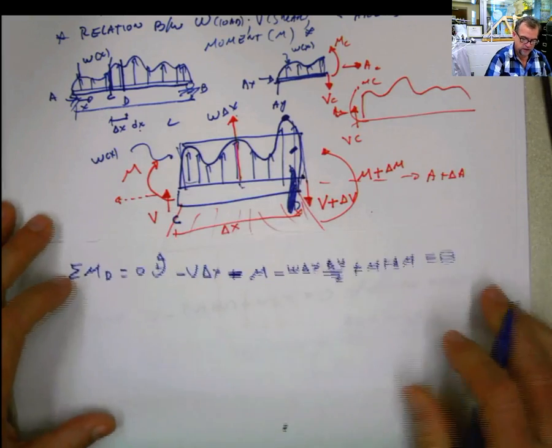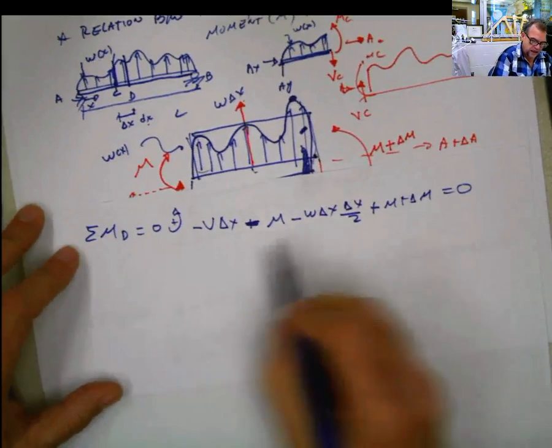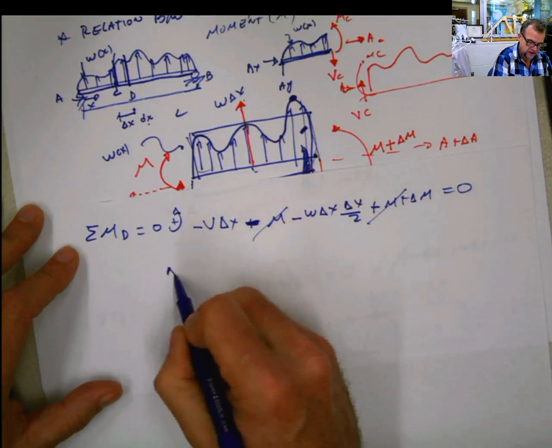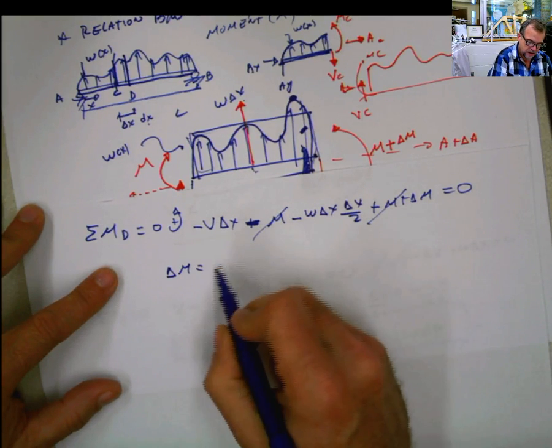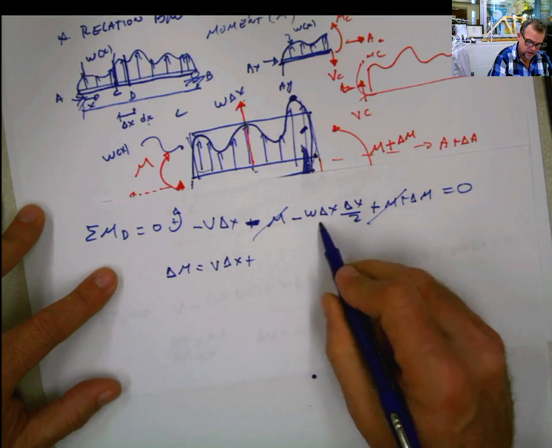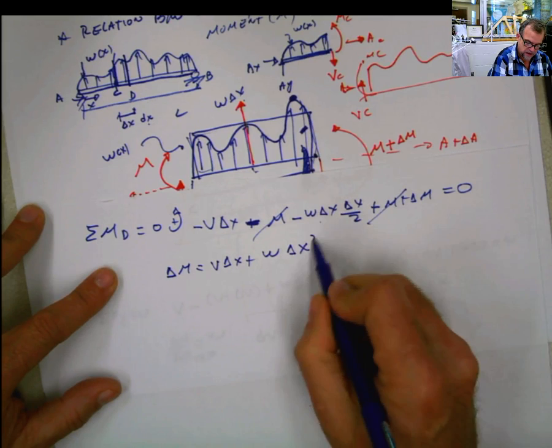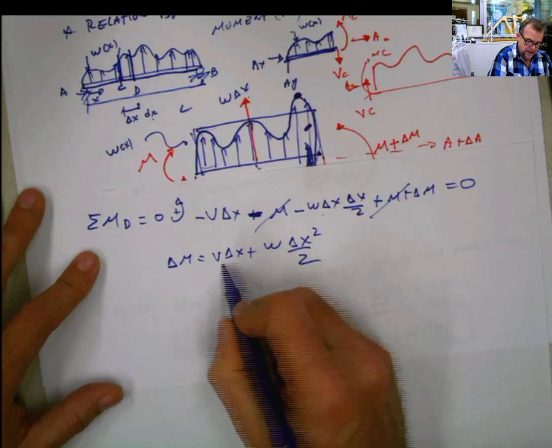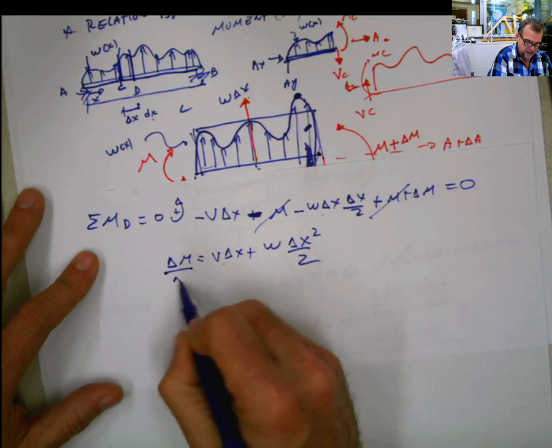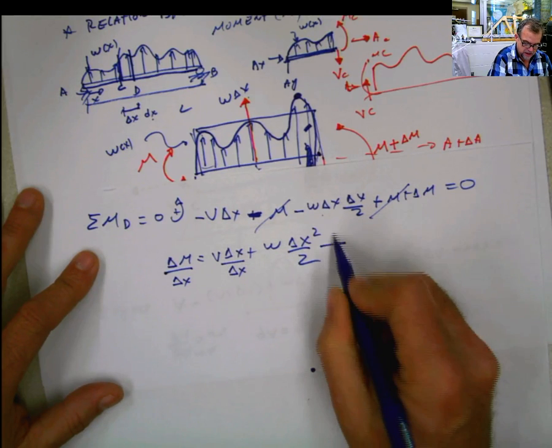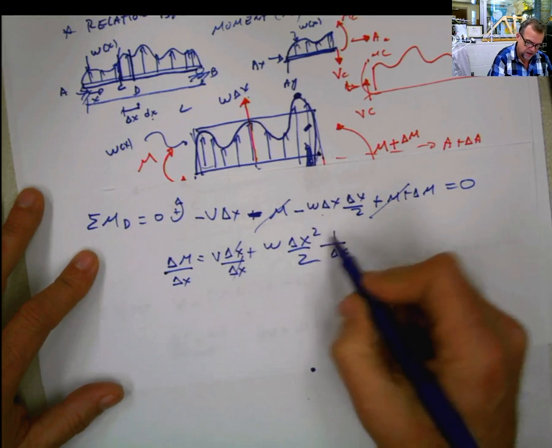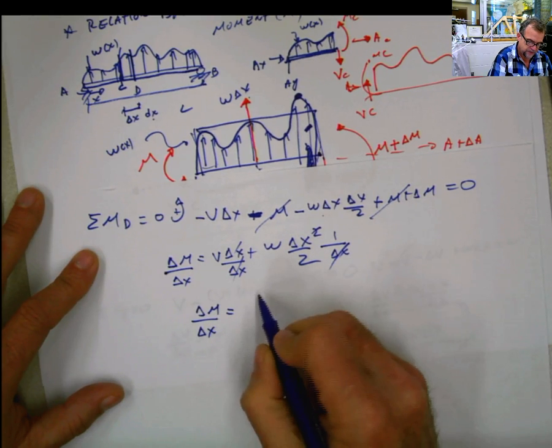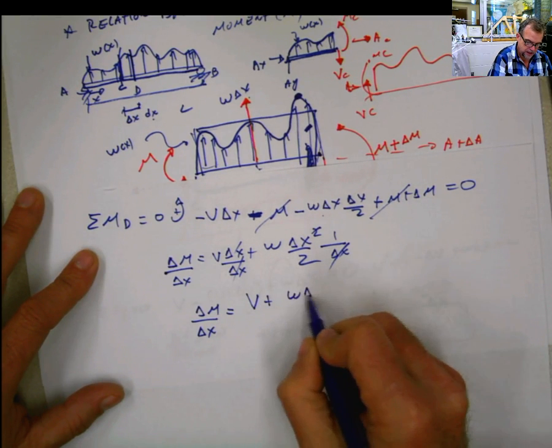And now we solve for this part here. So let's keep working this. The negative M and positive M cancel out. I'm going to pass these two terms to the other side. So I'm going to have delta M equals V delta x plus w delta x squared divided by 2. What if I divide both terms by delta x? This and this cancel out, and I have delta M over delta x equals V plus w delta x divided by 2.